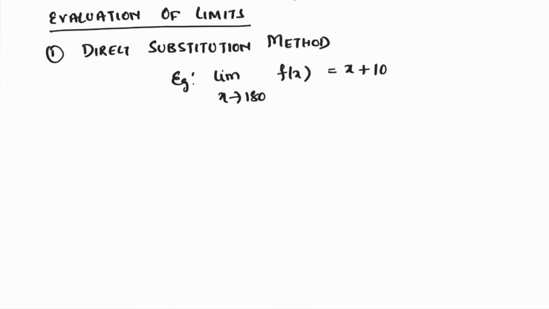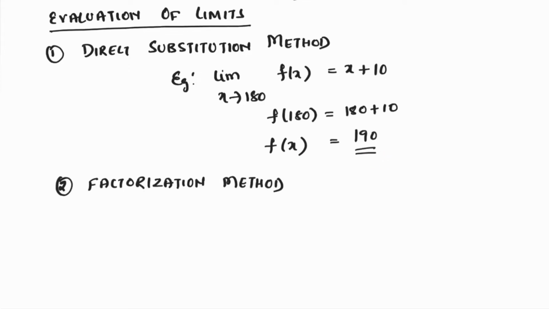So this is called direct substitution. So if I say x tends to 180, I can simply write it as f of 180 is equal to 180 plus 10, which is nothing but 190. That is f of x is equal to 190. There is another way of evaluating limits. The other one is the factorization method.